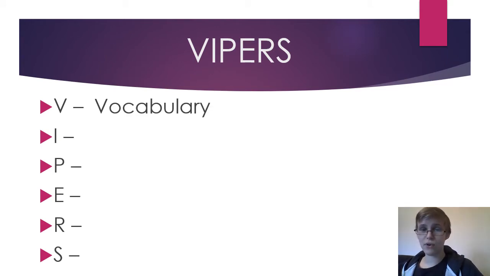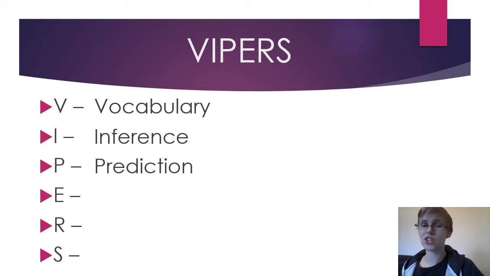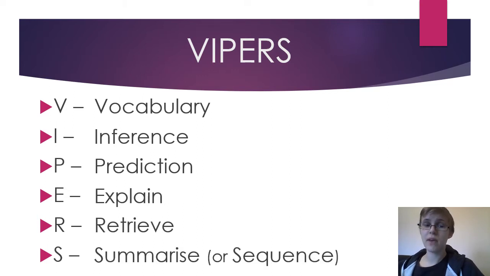So, the VIPERS themselves. V stands for vocabulary, I stands for inference, P stands for prediction, E stands for explain or explanation, R stands for retrieve or retrieval, you may see, and S is summarise, and sometimes it's used also to mean sequence. Those are our VIPERS skills. We're going to go a bit more into depth with what each of those things means now. But when we say VIPERS, these are the ones we're talking about.